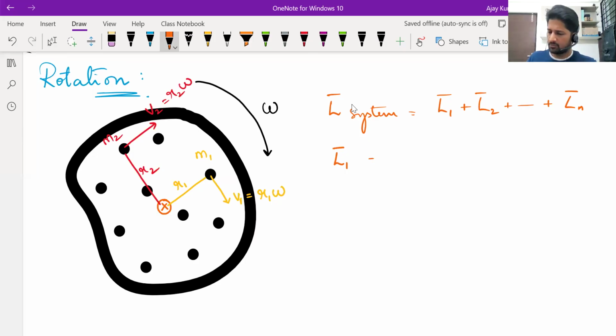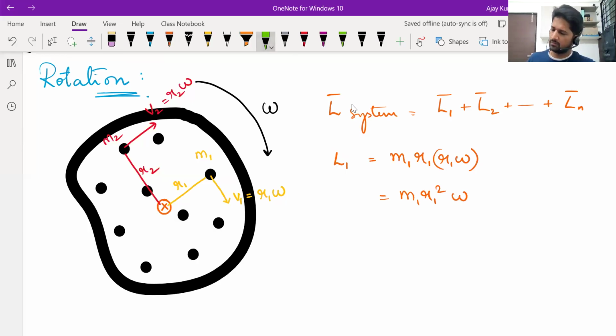Basic formula for angular momentum is m r cross v. Okay, let's take the magnitude. M r v perpendicular or m v r perpendicular. So first particle's mass is m1, distance from the axis is r1, and the velocity it has is already perpendicular to the position vector. Fine. So you can directly write it as v1. I am writing it as r1 omega. So effectively this becomes m1 r1 square into omega.